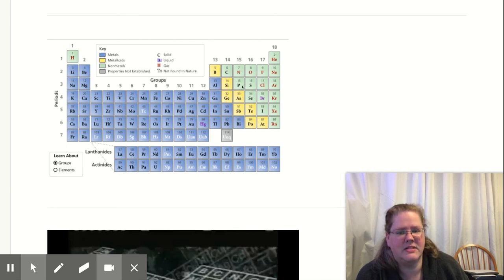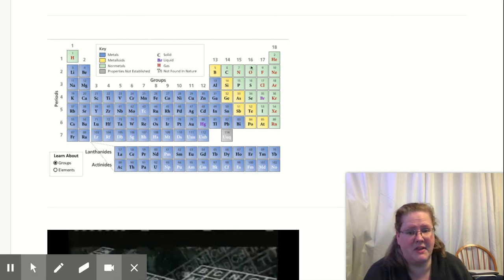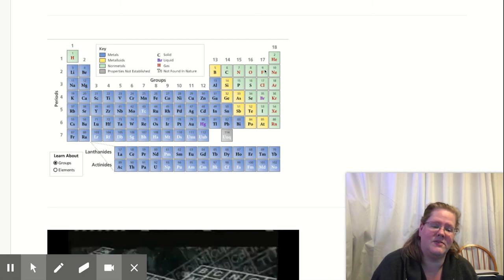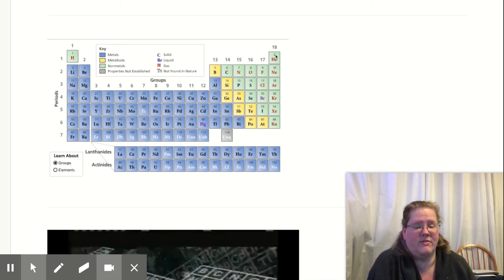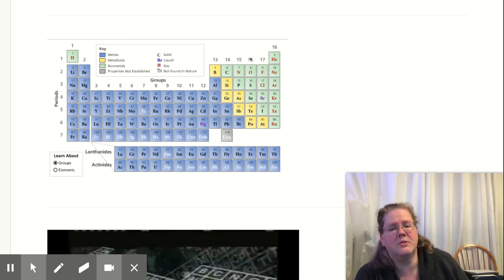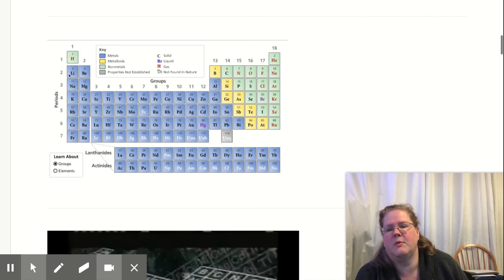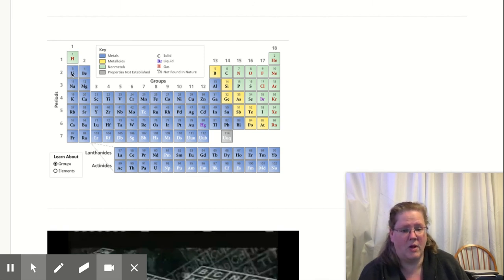Anything in group 15 has 5. Anything in group 16 has 6 valence electrons. Anything in group 17 has 7. And the noble gases all have 8. So all you have to do is look up here to see for an electron dot diagram. So if I wanted to create an electron dot diagram of neon, it's in group 18, it has 8 dots. If I want to do carbon, it's in group 14, it has 4 dots. If I want to do lithium, it's in group 1, it has 1 dot.